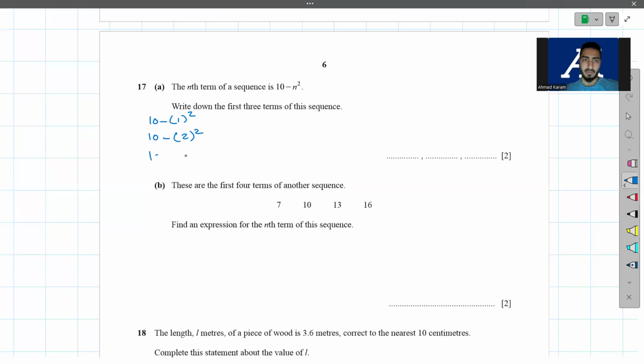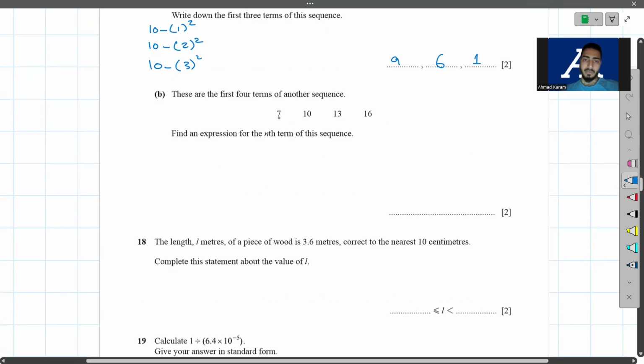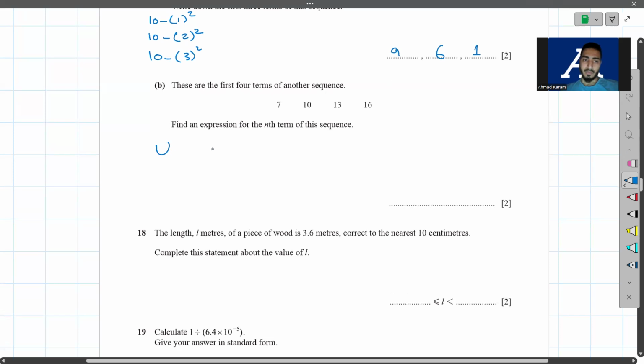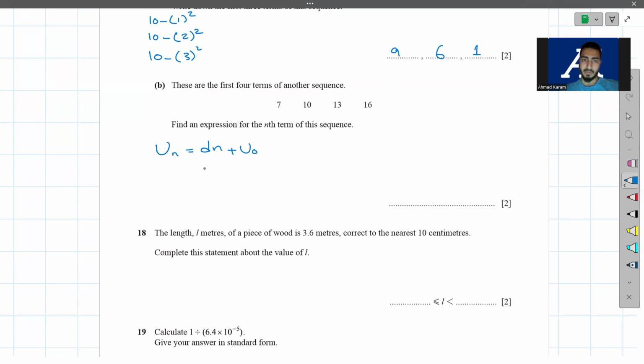Third term, 10 minus 3 squared. Okay, so the first term is 9. Then it's 6. Then it's 1. For another sequence, we need to get the nth term. The nth term equals dn plus u0. d is the difference, so it's minus 3n, plus the term before the first term, which is equal to 4. So it's minus 3n plus 4.